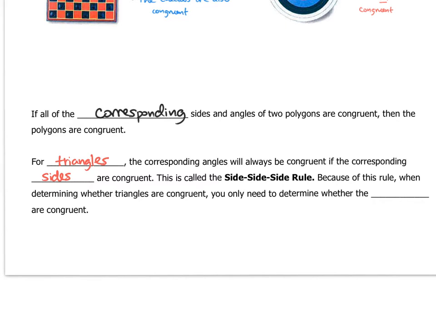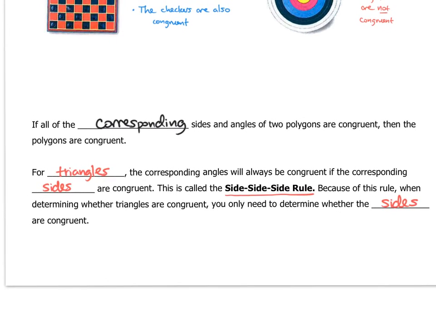And whenever you have your corresponding sides congruent in two separate triangles, you can use what's called the side-side-side rule. What this rule says is if you have two triangles and the corresponding sides are all congruent in both triangles, then both triangles are congruent to each other. So for triangles, you only need to determine whether all three corresponding sides are congruent to each other. So let's look at one example of the rule applied.